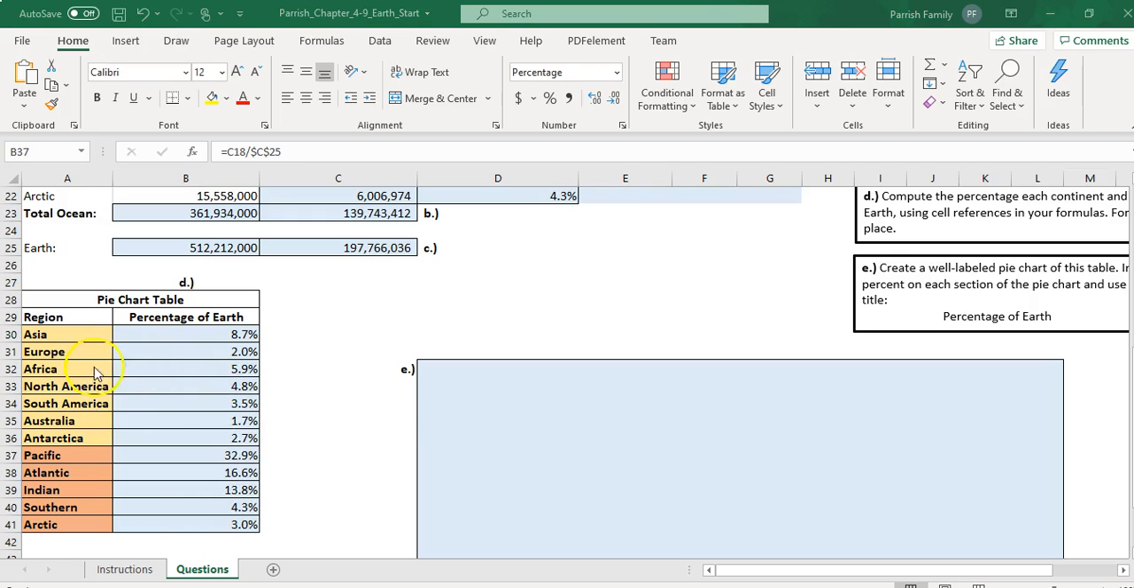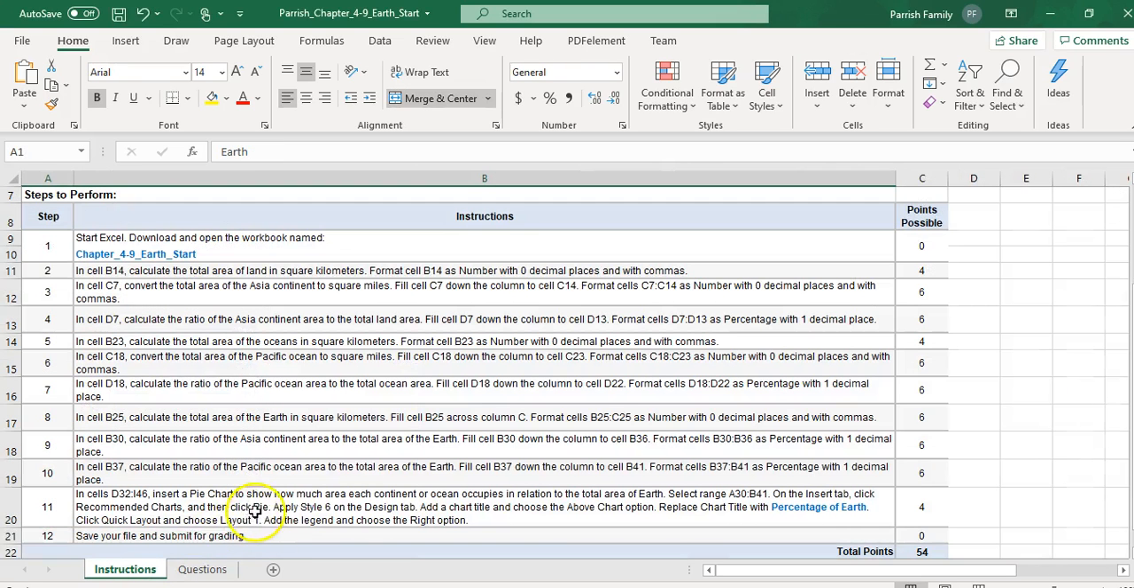All right, so once you've got these percentages in here for the different continents and the oceans, then you're going to take that information and make a pie chart. And they give you the directions again for the pie chart. Make sure you're applying that style 6 to the pie chart and make sure you've got your titles and everything in there like you're supposed to.